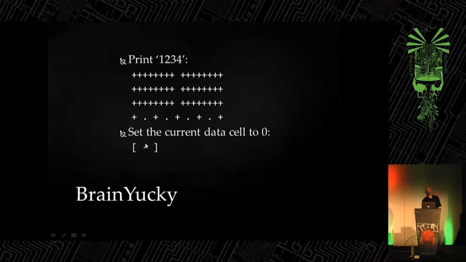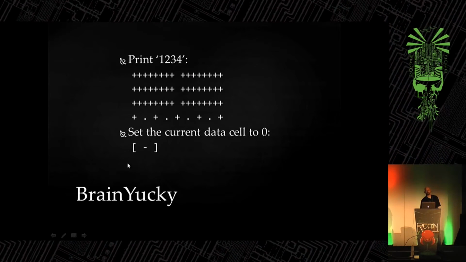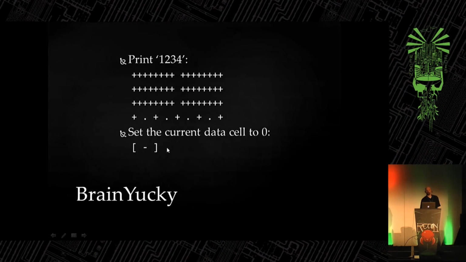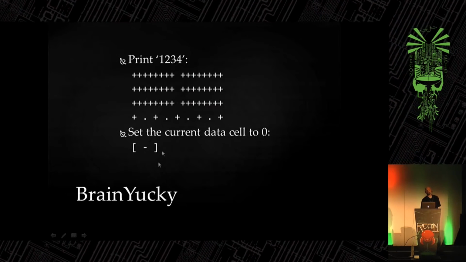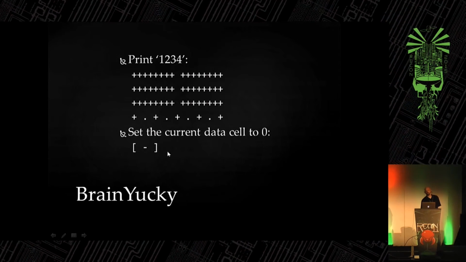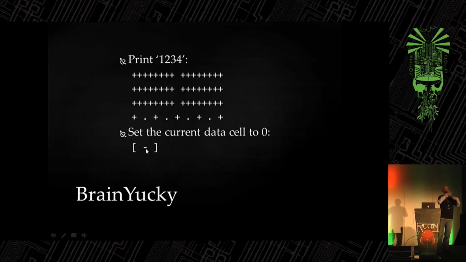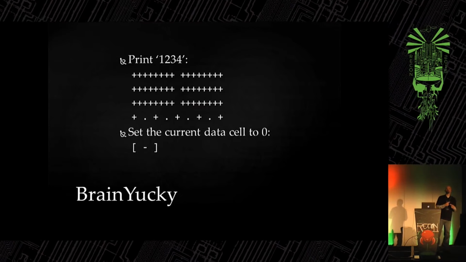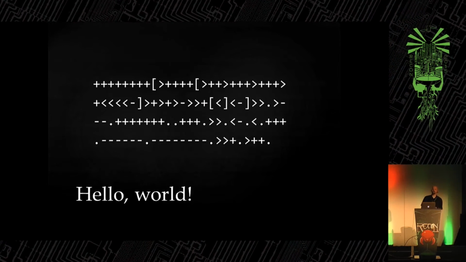Another common paradigm in Brainf*** is this little chunk here. This is how we set data cells to 0. What this says is check the current data cell. If it's 0, then branch over here. If it's not 0, then decrement it, check it again. If it's 0 now, continue. If it's not 0, branch back. So all this does is sit in a loop, decrementing the data cell one by one until it reaches 0. So that's how we set a value to 0 in Brainf*** code.